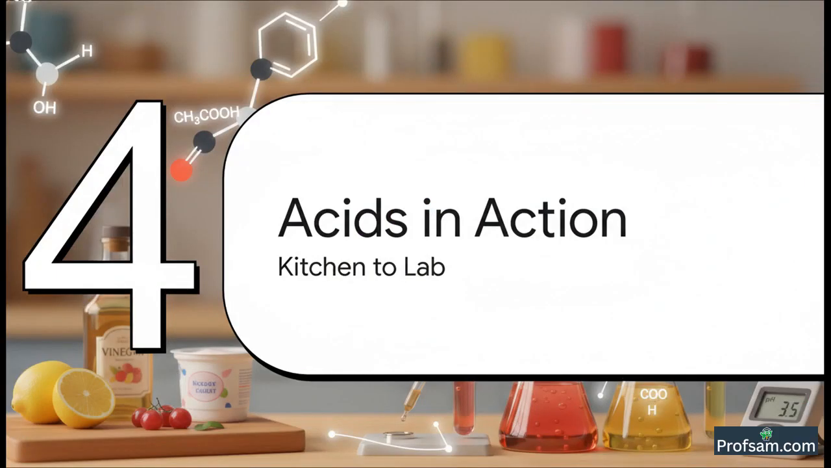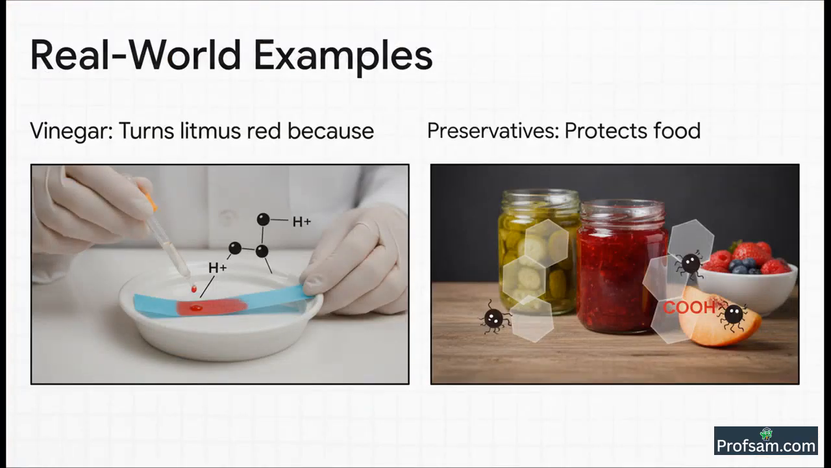Now let's connect all this theory back to the real world. How does this structure and stability explain things that we can actually see and use? Remember the vinegar turning litmus red? Well, that happens because the H+ ion is released. And why is it released so easily? Because the leftover part, the acetate ion, is very, very stable, thanks to resonance.